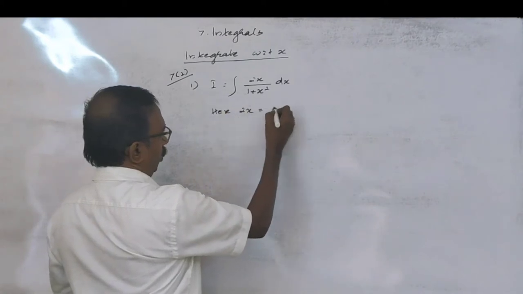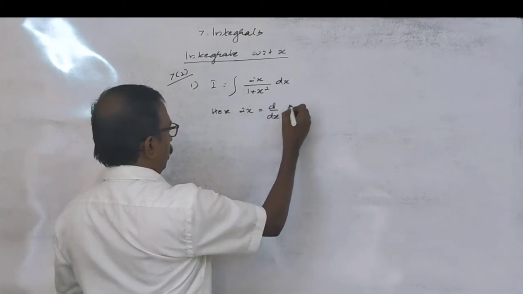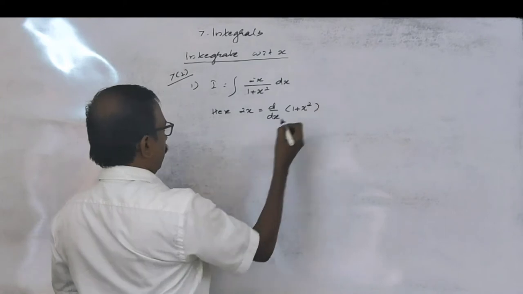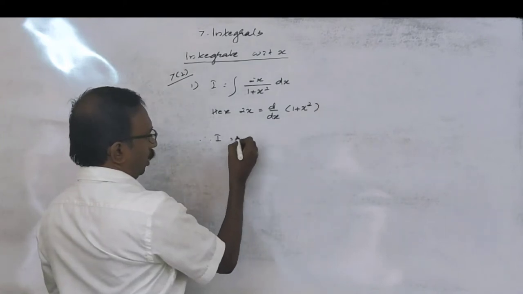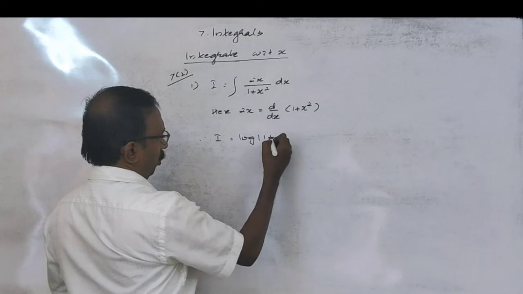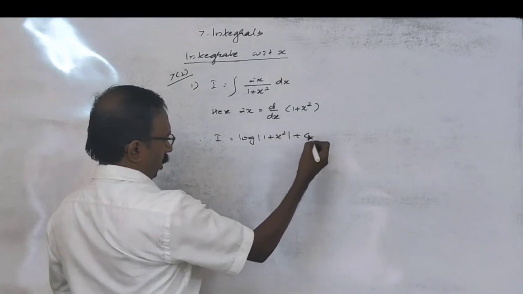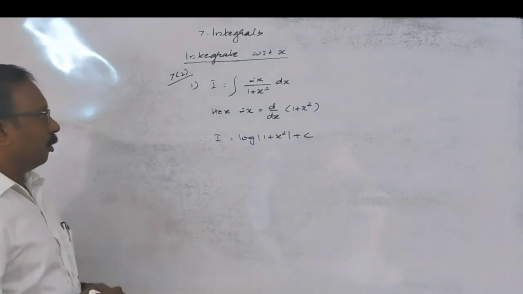Here 2x is equal to d by dx of 1 plus x square. Therefore I is equal to log of the denominator, log of 1 plus x square plus c, isn't it? Logarithm of the denominator.